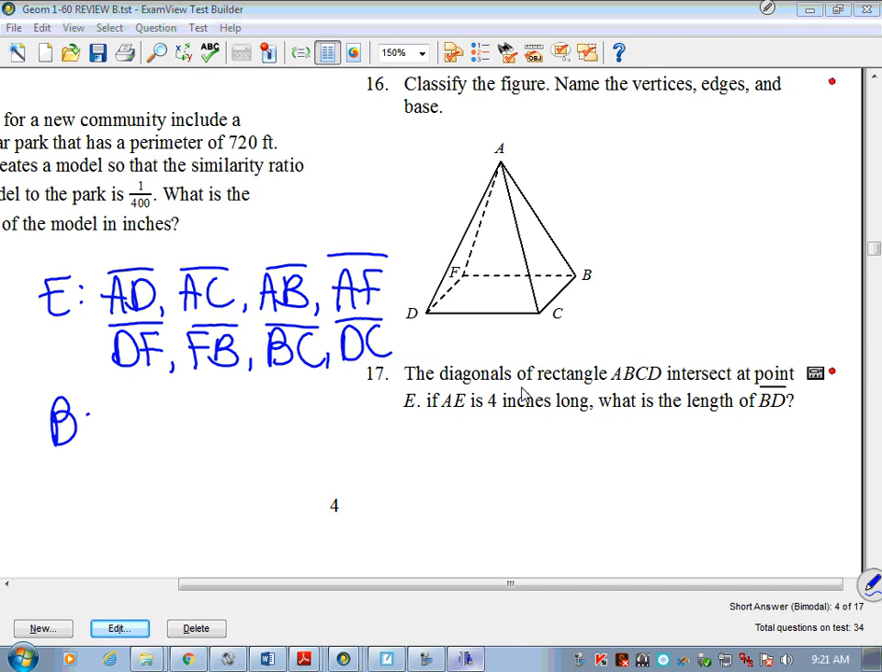My base is a rectangle, FBCD or BCDF, probably. BCDF is what we're going to call it. And again, classifying the figure, you would write rectangular pyramid.